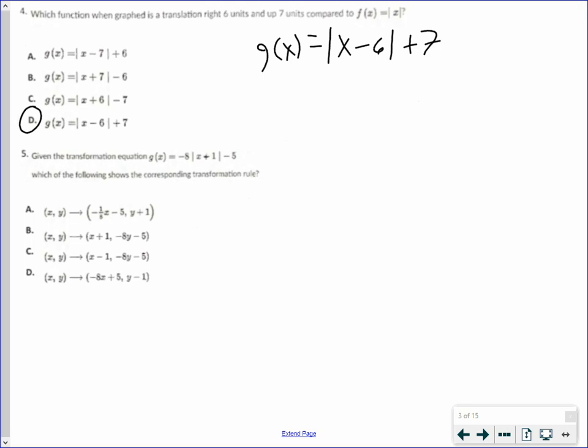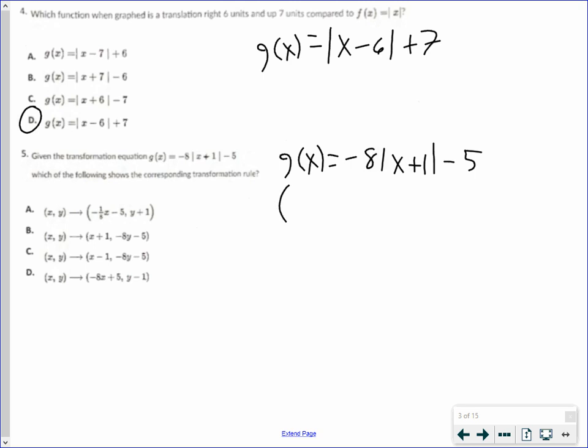For 5, we're given the transformation equation, g of x equals -8 times the absolute value of x plus 1 minus 5. Let me rewrite that just to make it a little more clear. -8 times the absolute value of x plus 1 minus 5. Which of the following shows the corresponding transformation rule? So let's go ahead and figure out what our transformation rule is.